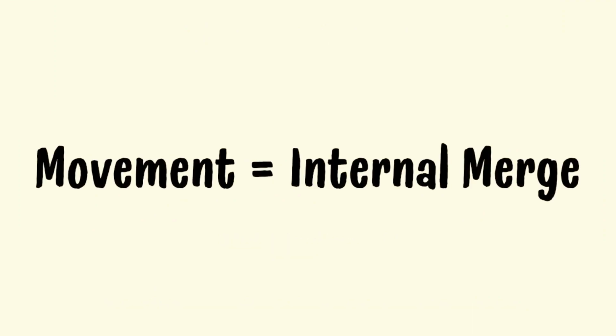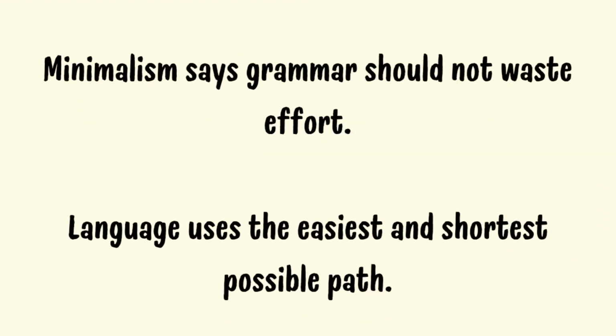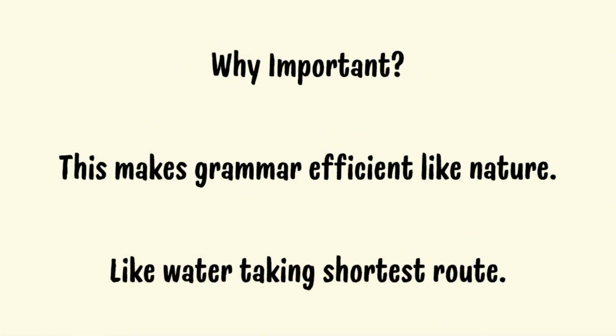Very elegant. Economy. Minimalism says grammar should not waste effort. Language uses the easiest and shortest possible path. Economy principles. Shortest move. Move elements only when necessary. Move to nearest possible place. Least effort. Do not build unnecessary structure. Last resort. Movement happens only if required. If no reason, no movement. Why important? This makes grammar efficient like nature. Like water taking shortest route.